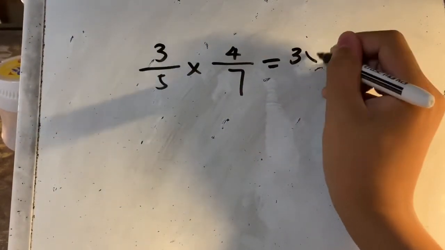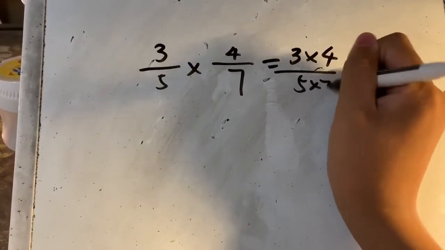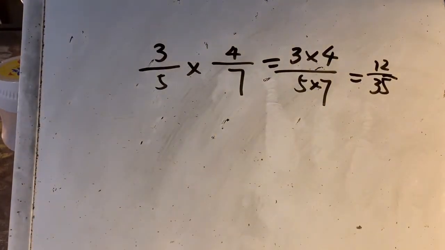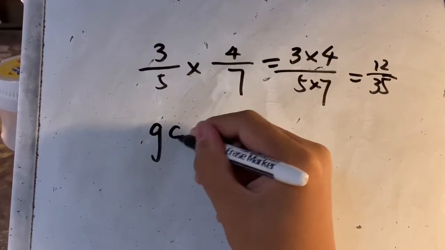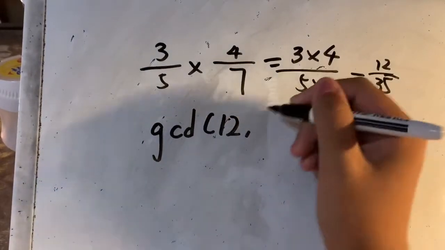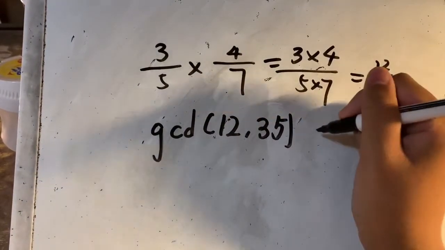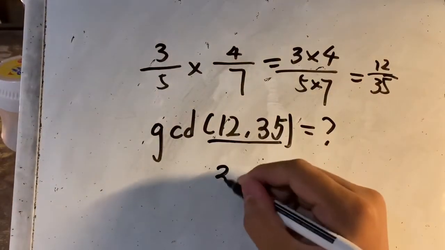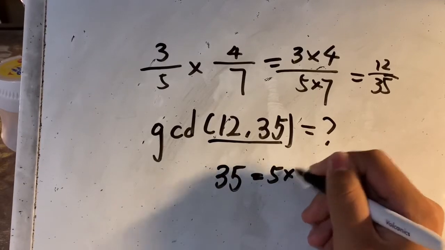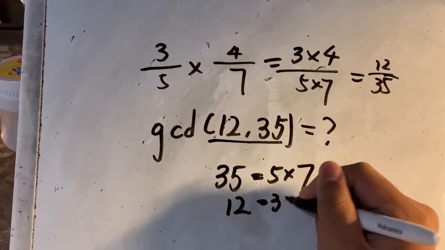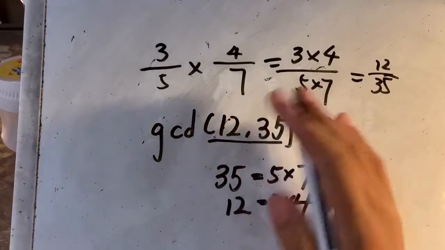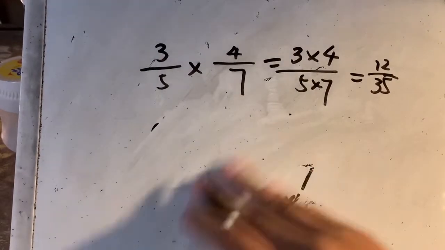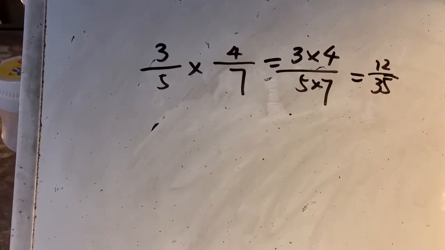We know it will be equal to 3 times 4 over 5 times 7, which is 12 over 35. However, that is not the end. We need to convert it into the lowest form. So we need to check what the greatest common divisor of them is. We know 35 is 5 times 7 and 12 is 3 times 4. This means that they have no common divisor, and you can just keep the answer like this.